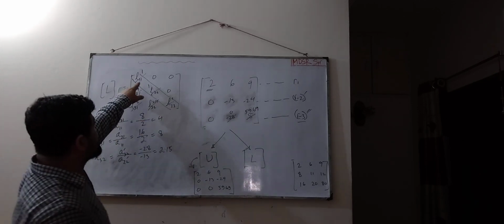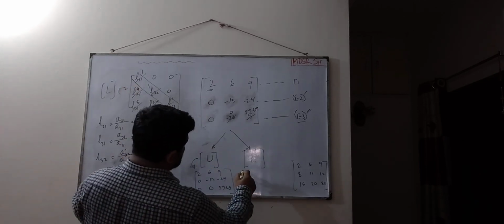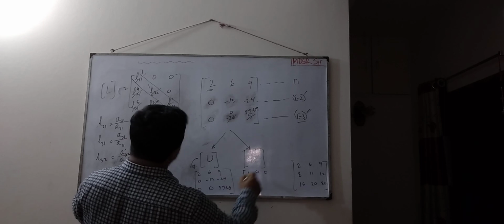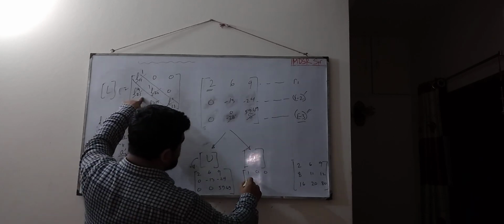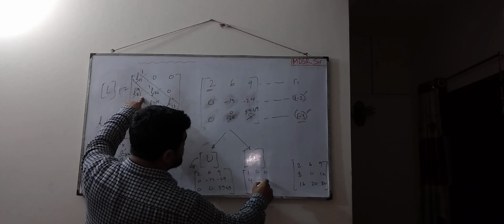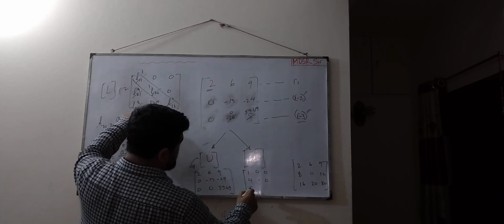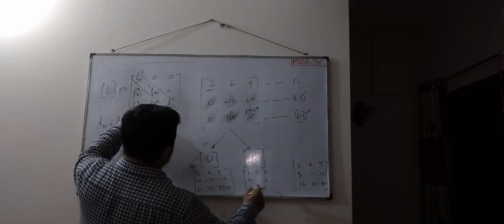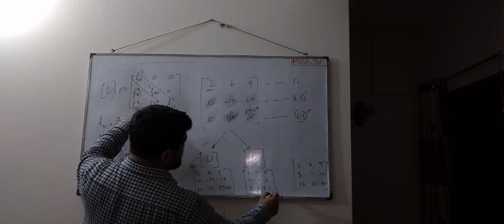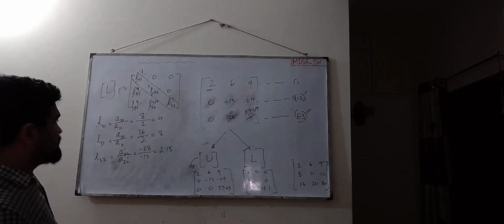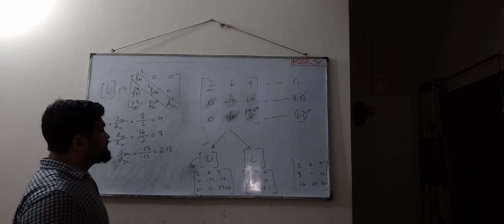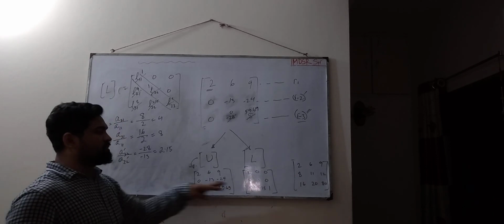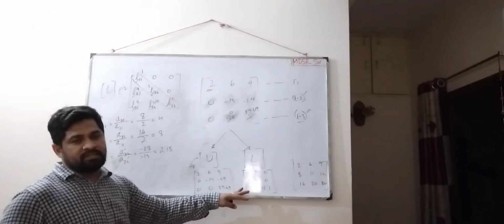So the lower matrix is nothing but this. Let me put it here so it will make sense. It is 1, 0, 0, 4, 1, 0, and 8, 2.15, and 1. Alright, so we just decomposed a particular matrix into two different parts, upper and lower matrix, using LU decomposition.